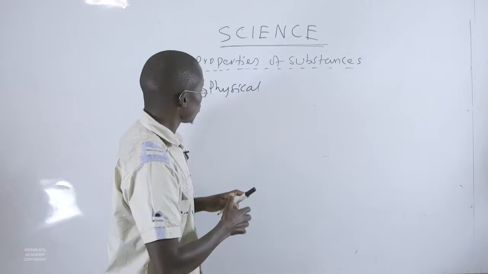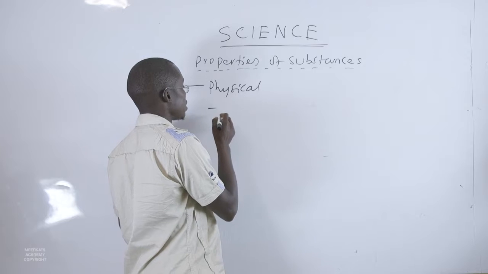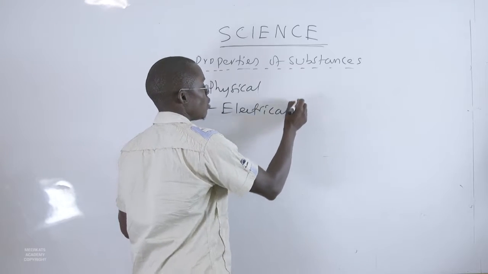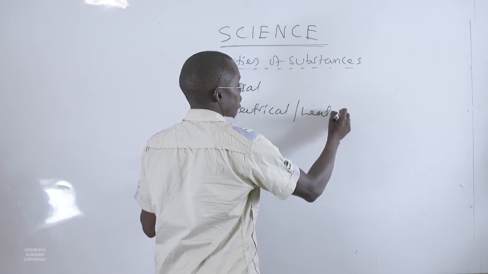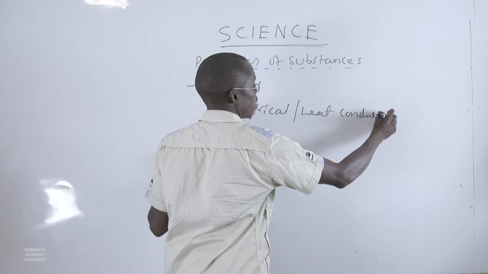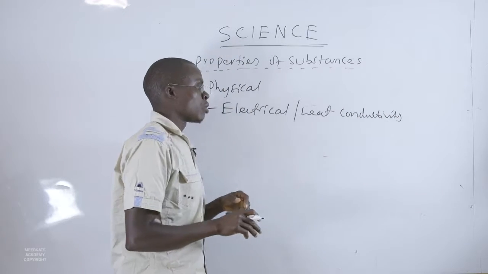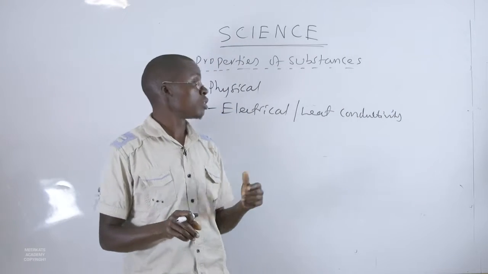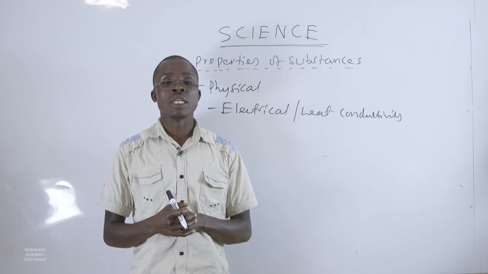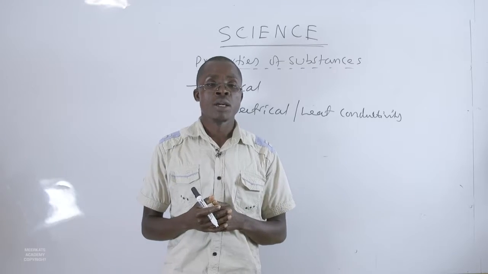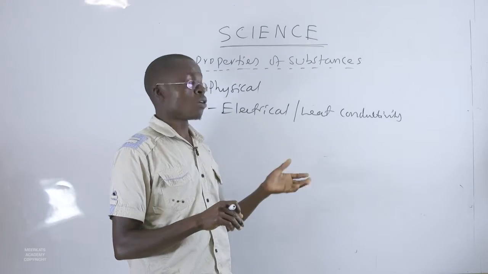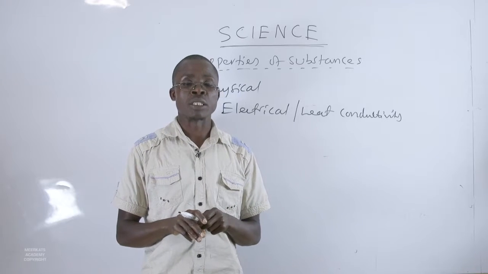substances. We can also look at another method, that is electrical or heat conductivity. This is also a method that can be used to describe a substance, but some don't look at it in that perspective. So here we are. We have to get it clear that it can also be used to describe a substance.